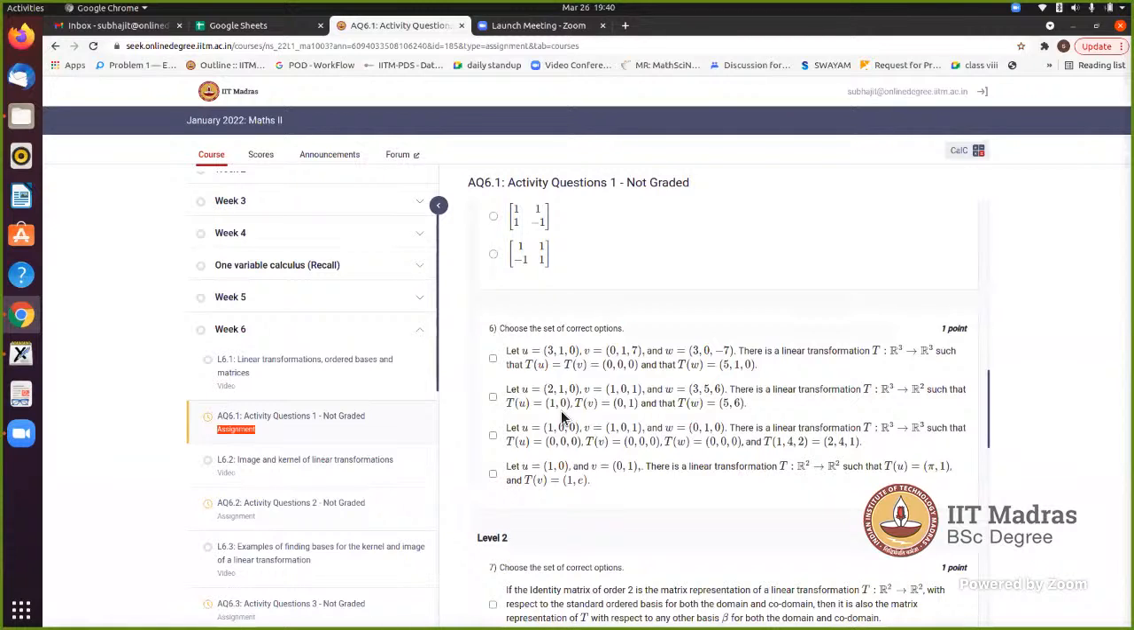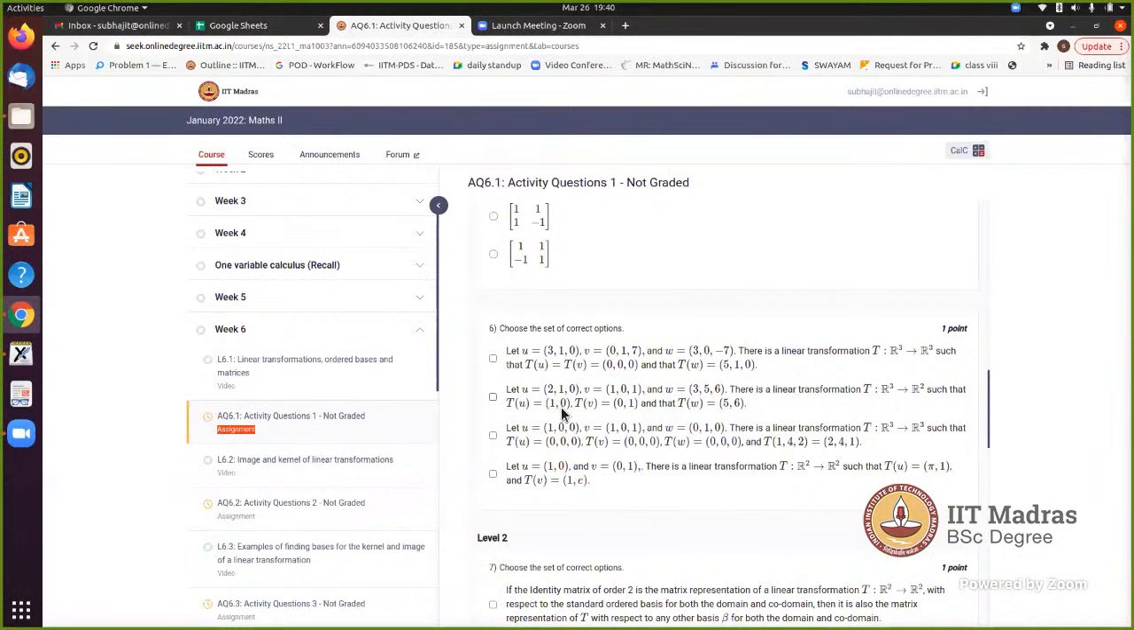Sir, what I did was just tried it out. I checked all 4 options, but I didn't get it. So start with the first one. What does this first option say?